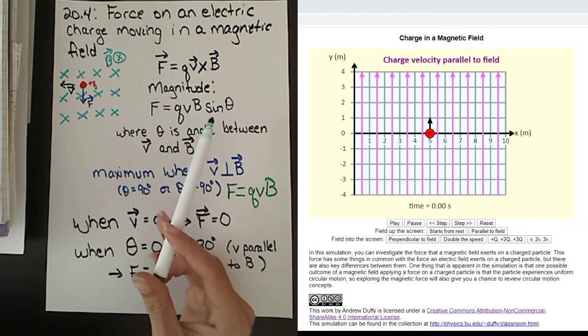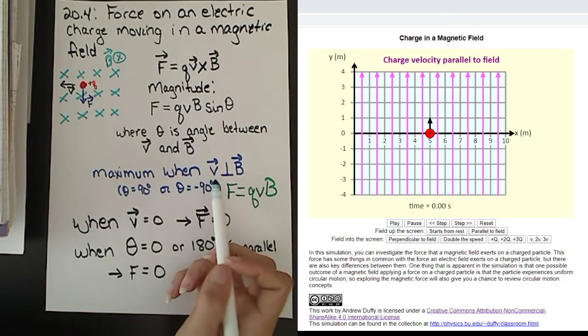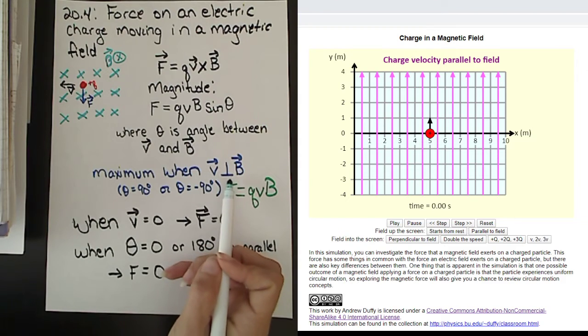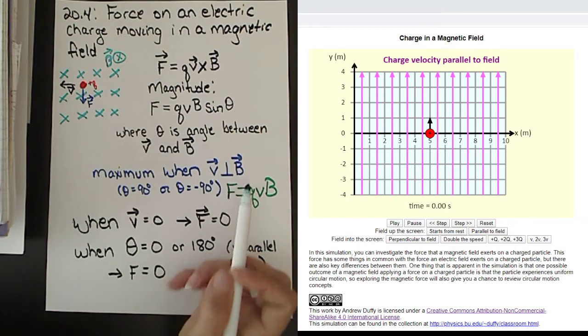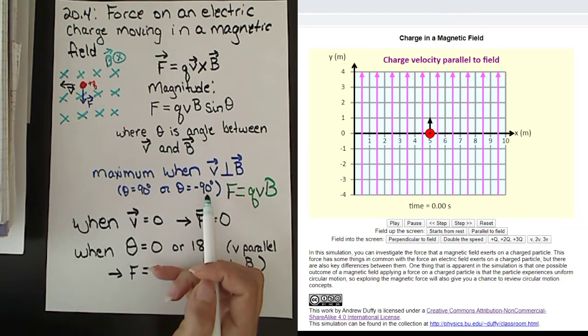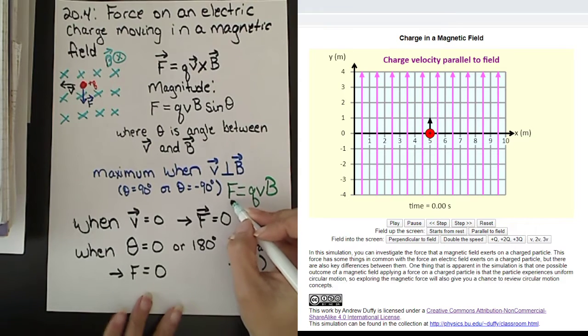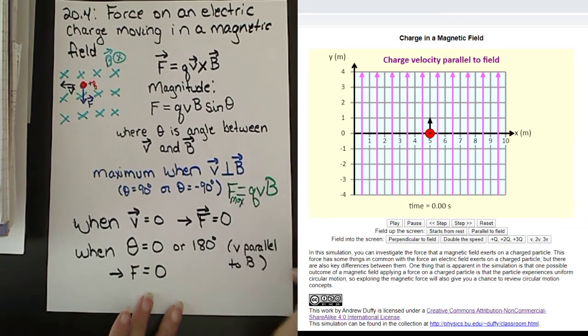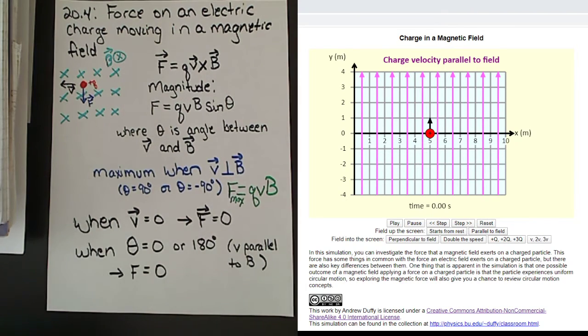So this function is going to be a maximum when velocity is perpendicular to magnetic field, or when theta equals 90 or negative 90. Then we have the max form of the equation. So our maximum force is going to be given by the magnitude of the charge times the speed times the strength of the magnetic field.